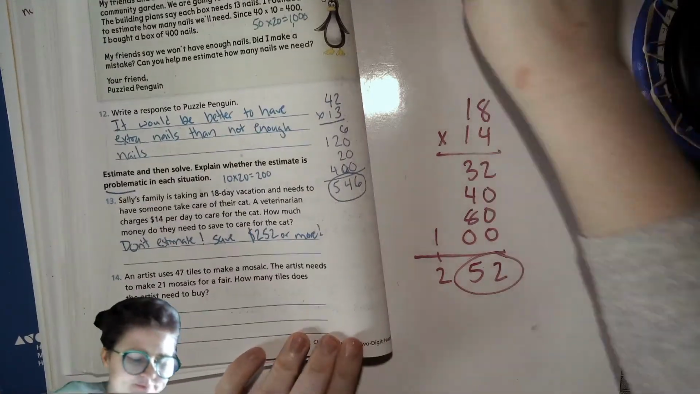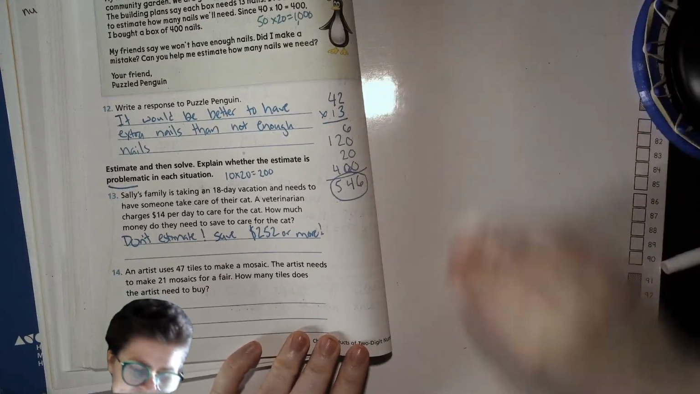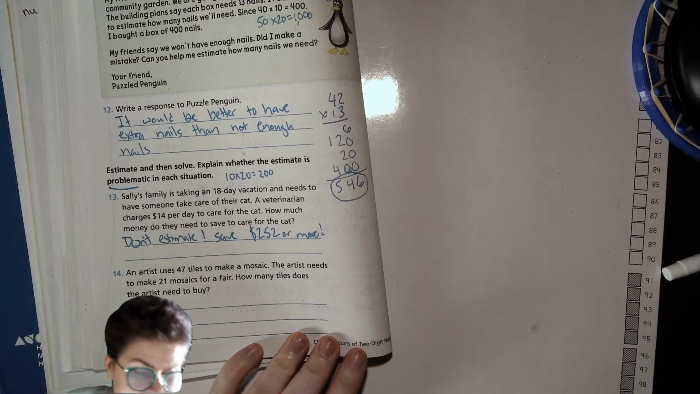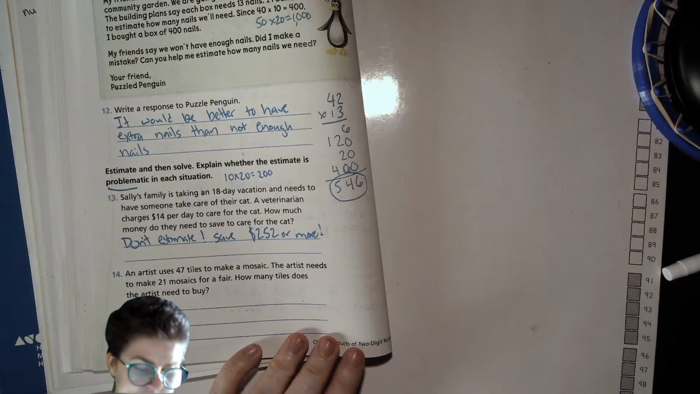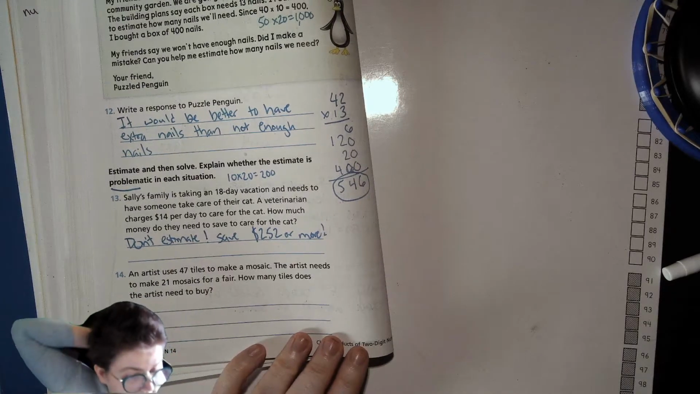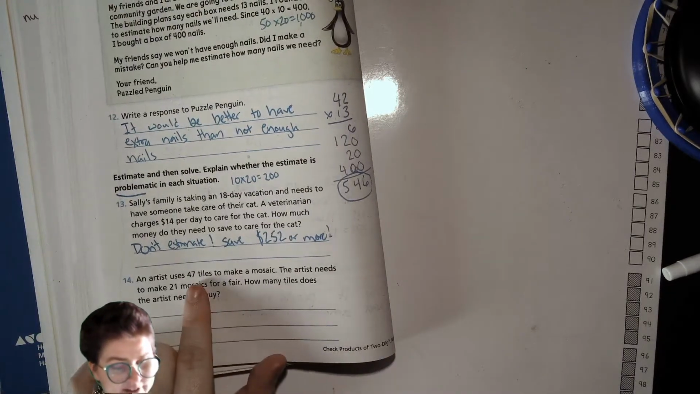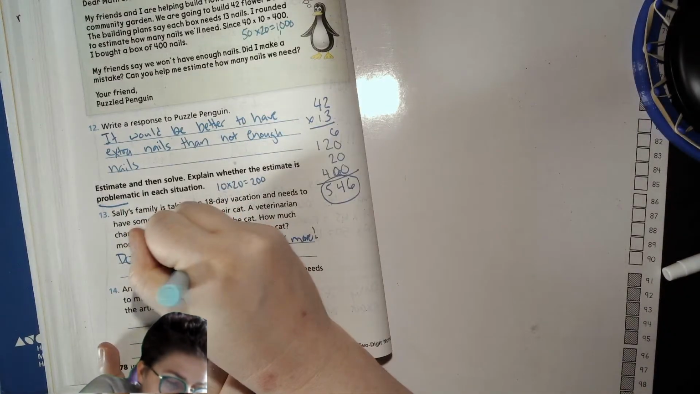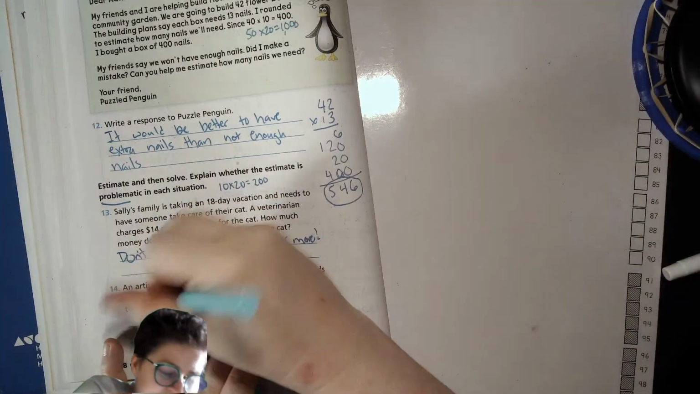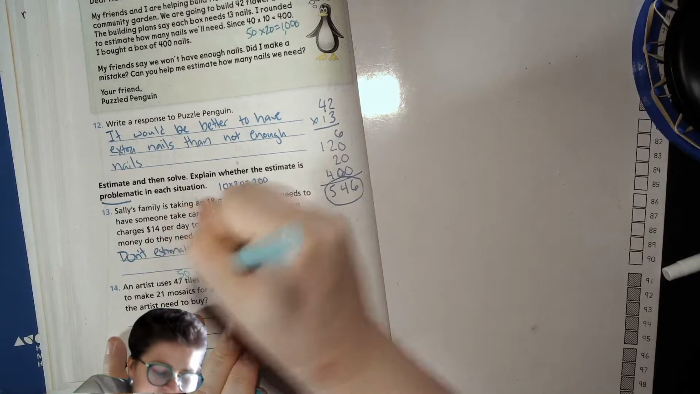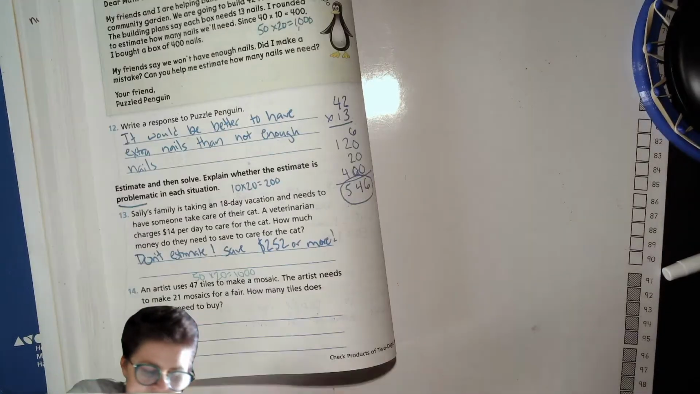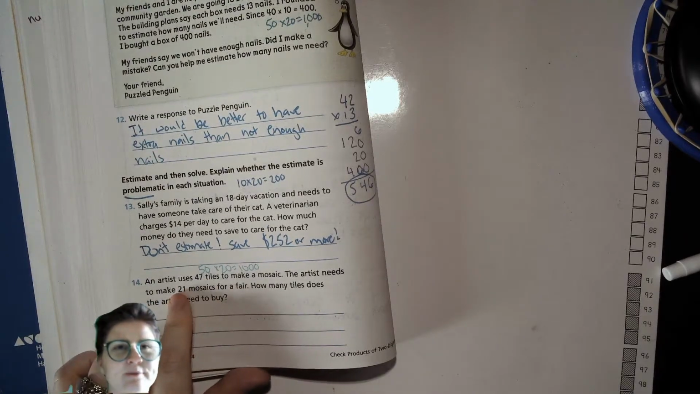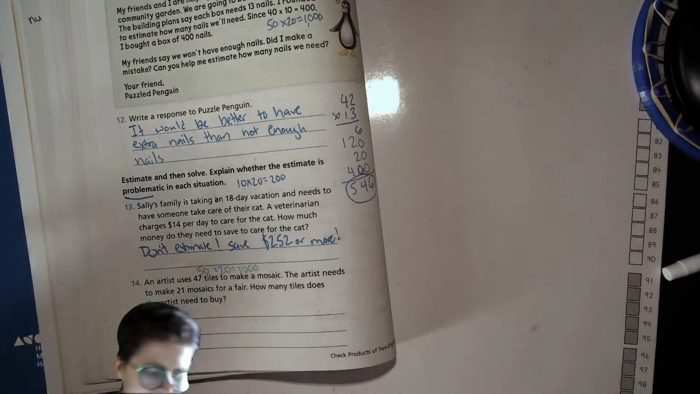An artist uses 47 tiles to make a mosaic. The artist needs to make 21 mosaics for the fair. How many tiles does the artist need to buy? Well, if we round here, it'll go up to 50. And then if we go here, we could round that to 20. So that'll be 1,000. This got rounded up quite a bit, and this was rounded down just a little bit, so you might be okay, but really, I don't know.